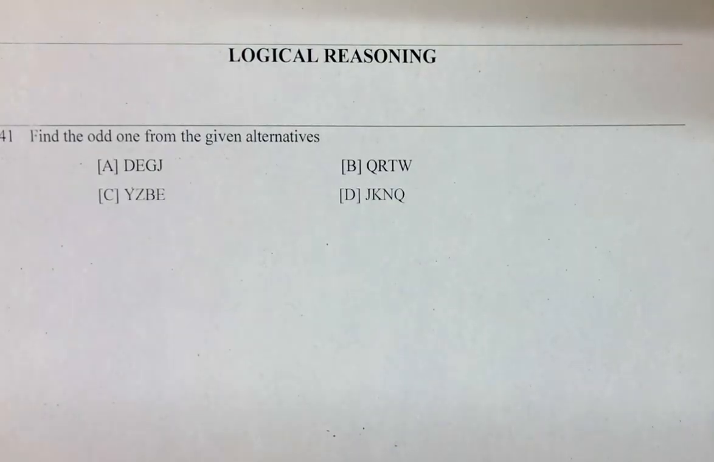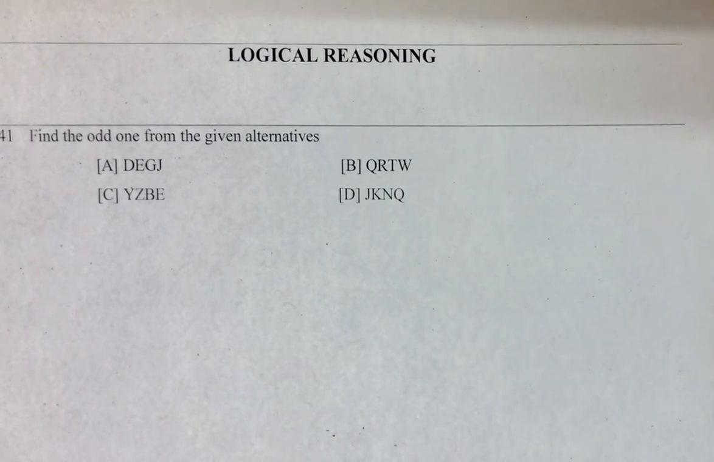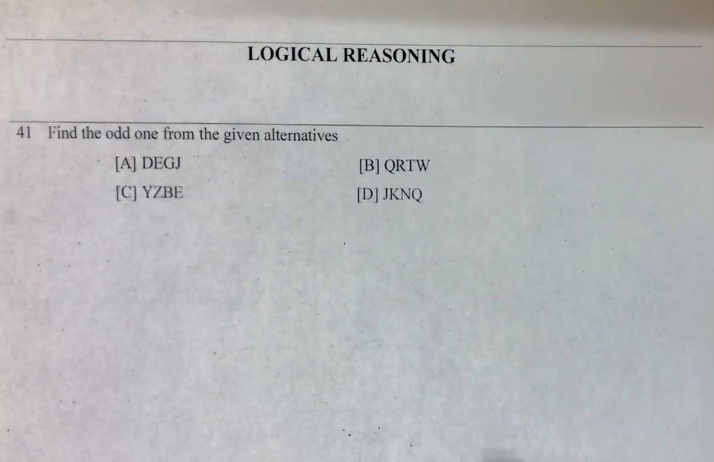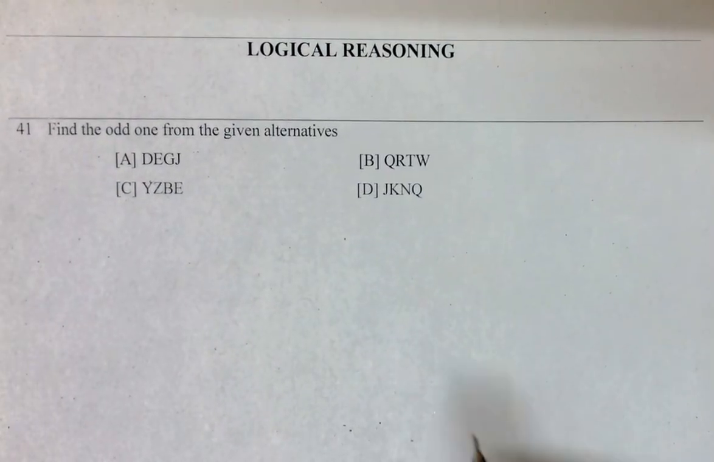In this video, in continuity of the previous videos where I solved the mathematical reasoning part of the National Level Mathematics Olympiad 2019 paper for class 10th, I am going to solve the remaining 10 questions of logical reasoning. So let us start. Look at the question number 41.